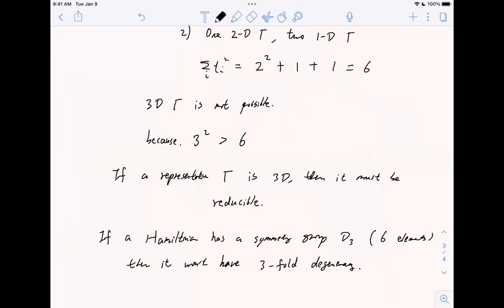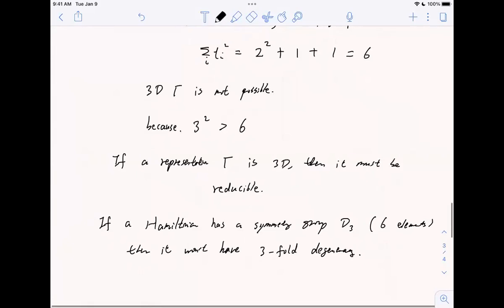A threefold degeneracy. In order to have high degeneracy, you need to have high symmetry. If you have a system only with a D3 group symmetry, then you should not expect to see a threefold degeneracy in the system. Later we'll learn this in more detail.